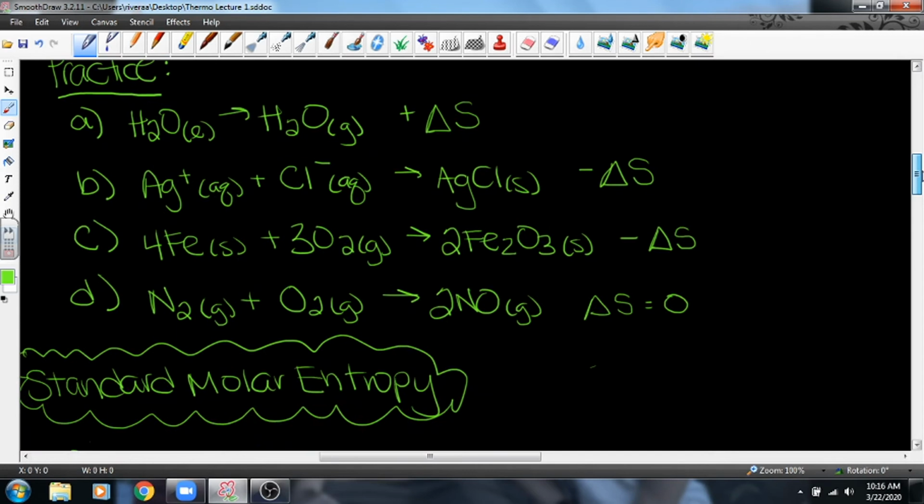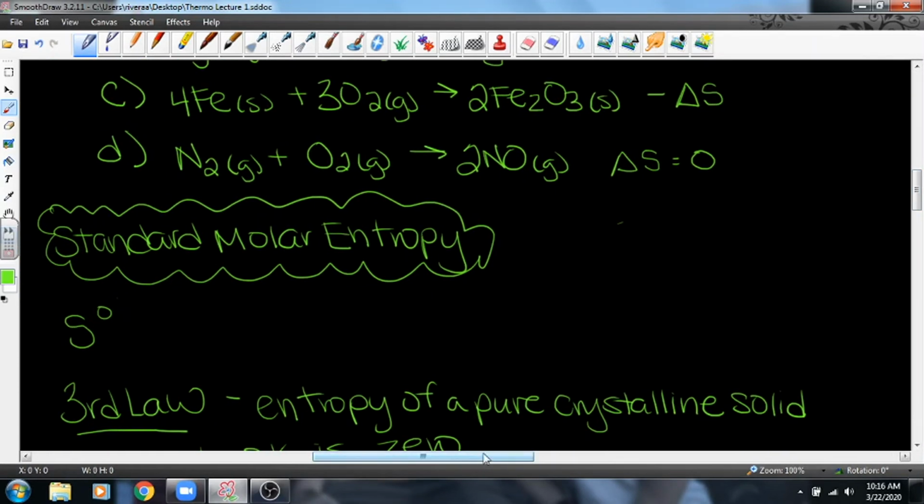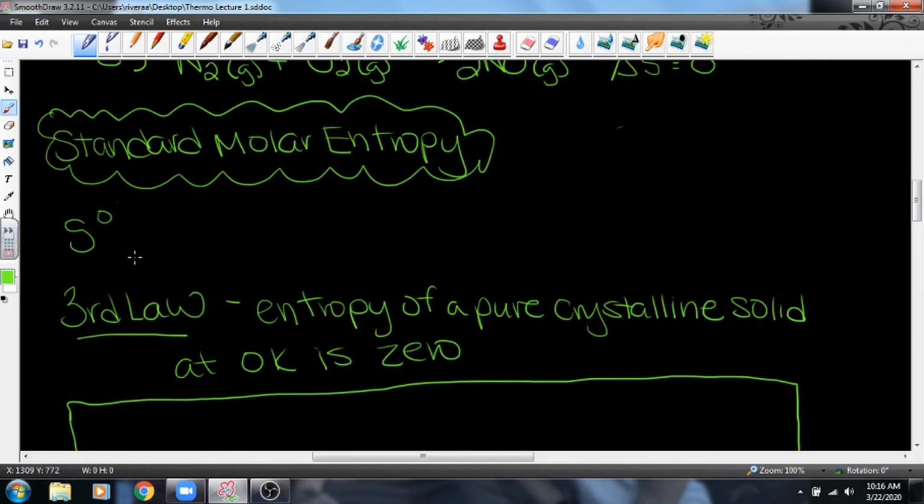Now, what are the actual values here, right? When I keep talking about these qualitatively, these S's can actually be measured values. And we call those measured values standard molar entropies, okay? Just like we have standard heats of formation for substances, we have standard molar entropies, values that we can actually measure for the degree of randomness of a particular type of substance, depending on its state of matter, depending on its molar mass.